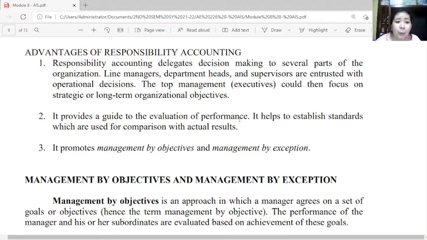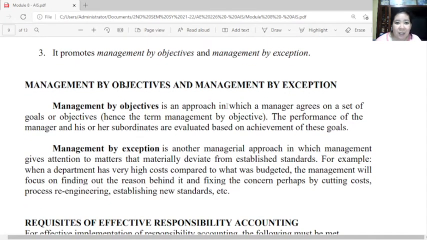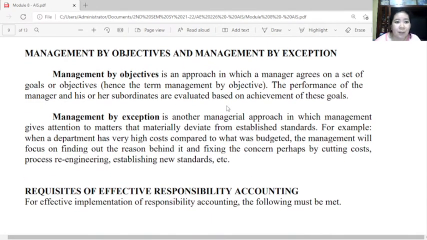Third, it also will promote management by objectives and management by exception. So what do we mean by MBO and MBE? We will discuss as we go along. So what is management by objectives? Basically, this is an approach in which a manager agrees on a set of goals or objectives. That's why it's termed management by objectives. So the performance of the manager and his or her subordinates will be evaluated based on the achievement of these goals, meaning if they achieved this or did not. That's how they will be evaluated. That is management by objectives.